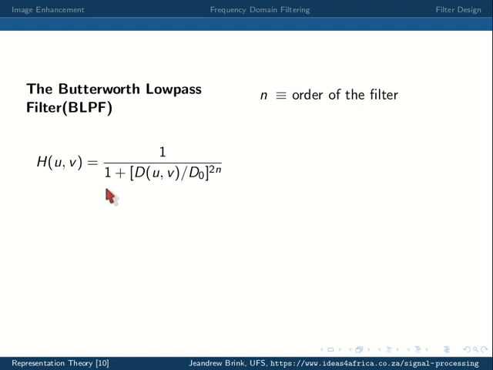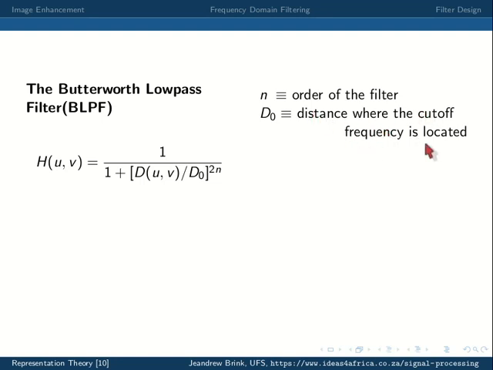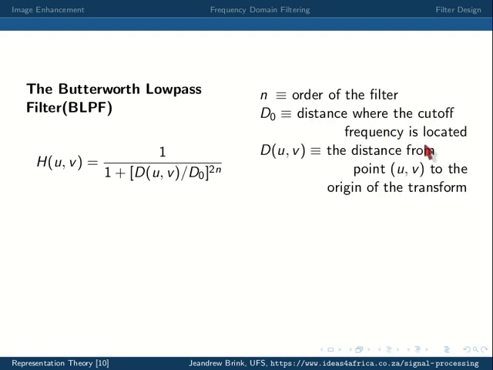And what's interesting, if n goes to infinity, then this thing basically becomes the ideal low pass filter. So this is the order of the filter. Okay, D0 once again is what we call the cutoff distance. And D(u,v) is once again the distance from the point to the origin of the transform. So once again, it's a filter that's dependent on the distance from wherever you are to the origin of the transform. Okay, so once again, it's a filter that's a function just of the radius and not of the angular dependence.